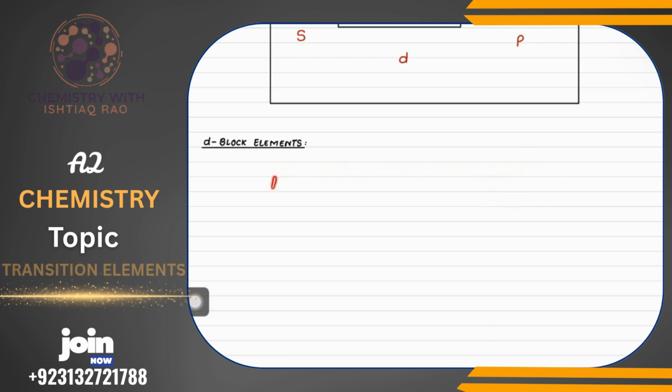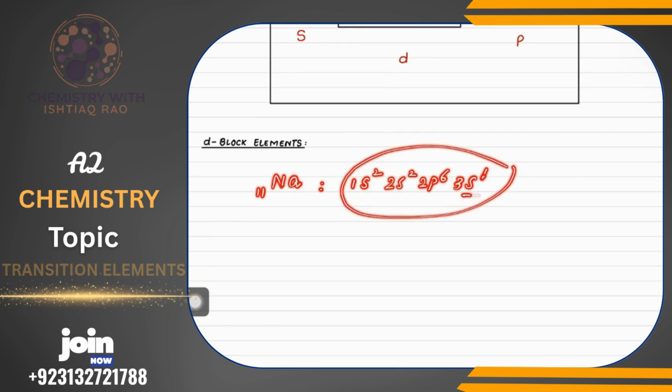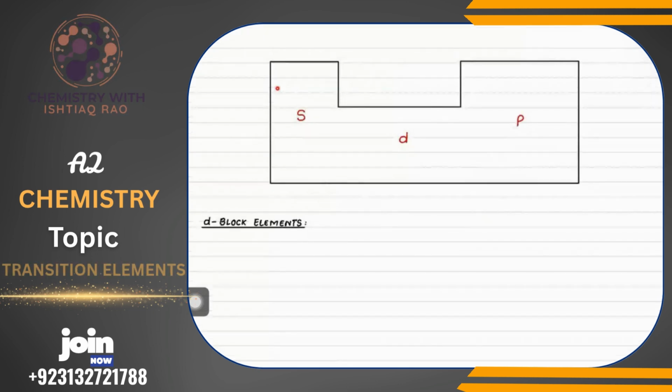Same goes for sodium. The proton number of sodium is 11. If you write the electronic configuration, it is 1s2, 2s2, 2p6, and then 3s1, as its outer electron lies in the s orbital. So this is an s block element, isn't it? That's the reason sodium lies on the left hand side. The s block contains group 1 and group 2. The p block contains groups 3, 4, 5, 6, 7 and 8. And this is the D block.